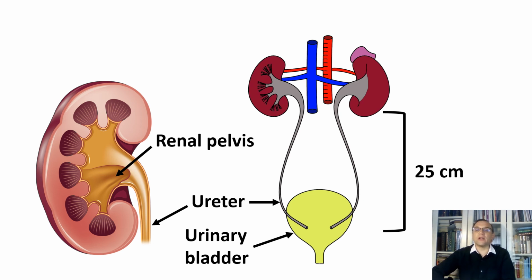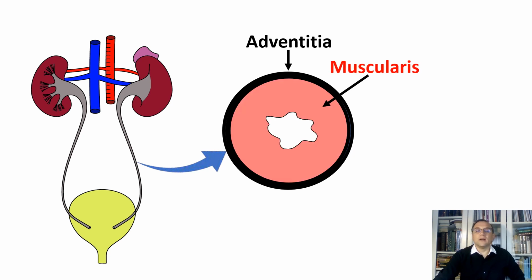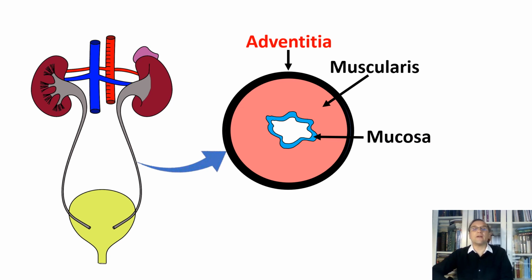The ureter has 3 layers: an adventitia, muscularis, and mucosa. The adventitia is a connective tissue layer that binds it to the surrounding tissue.